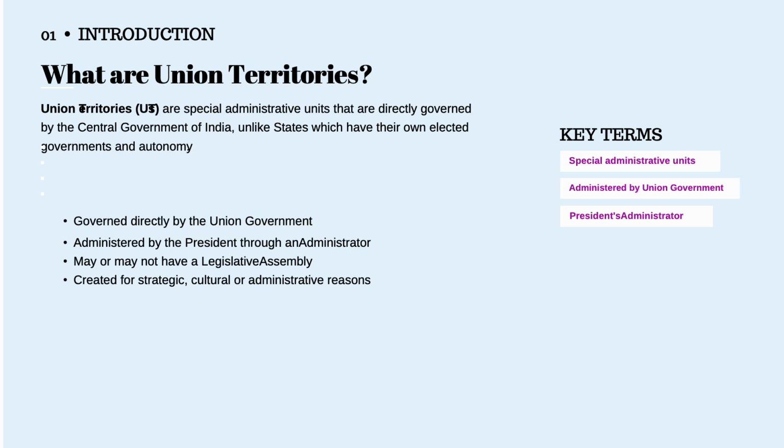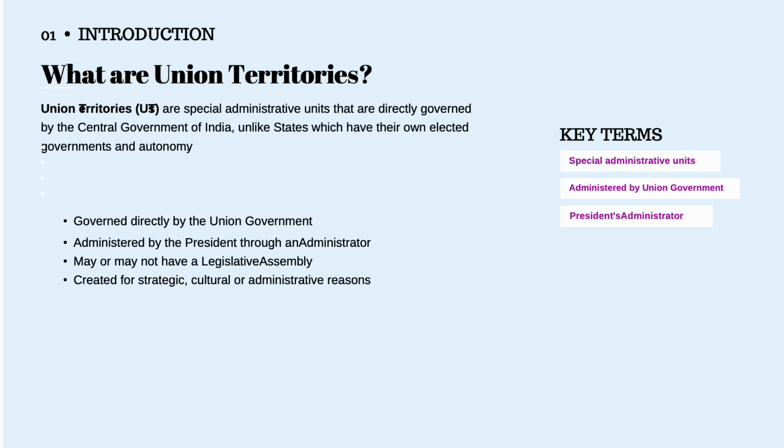But in the Constitution, only the administrator is mentioned. So anytime you read the word administrator, it also includes the lieutenant governor. Always remember that in the Constitution, it is explicitly mentioned that the union territories are administered by the president through an administrator. But in reality, through either an administrator or lieutenant governor.